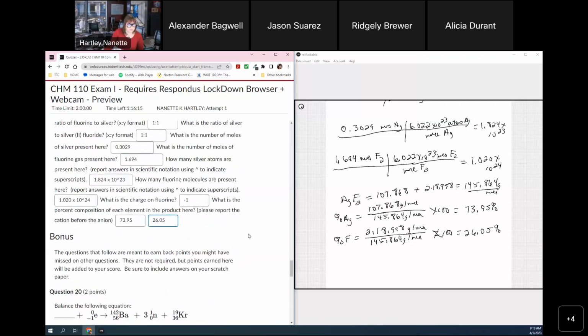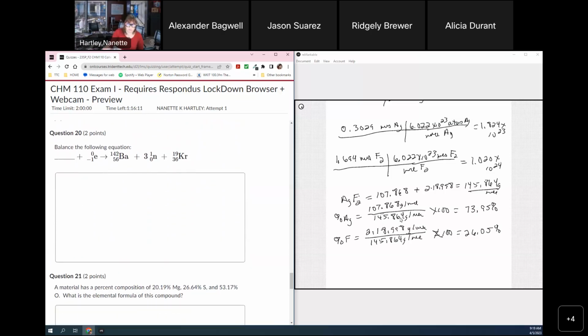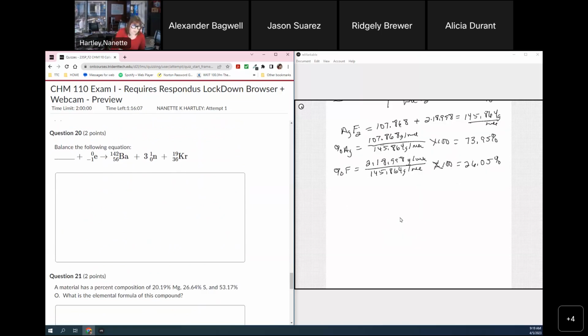So hopefully that's okay. Now, when we talk about our bonus, a couple of bonus questions that we dealt with, we want to balance the following equation. So I want to know what this particle is. I have a 0, -1 e going to 142.56 Ba plus 3 times 1 0 n plus 19 36 Kr.